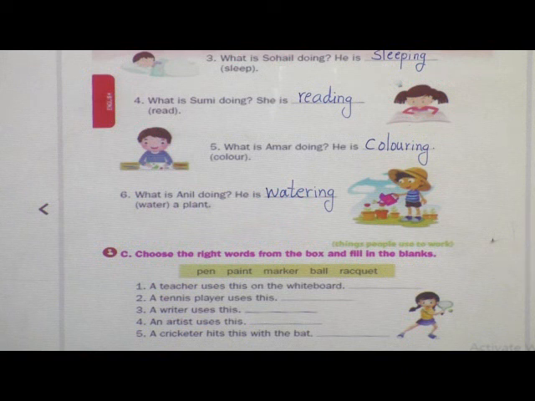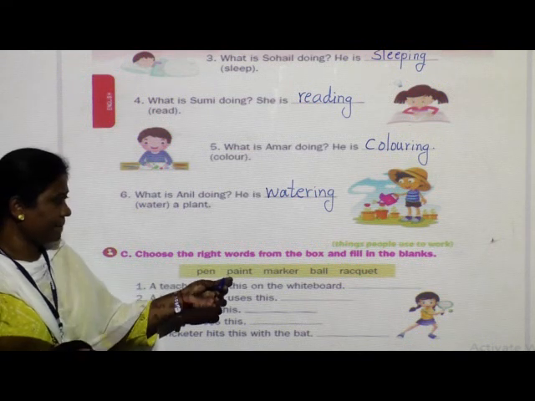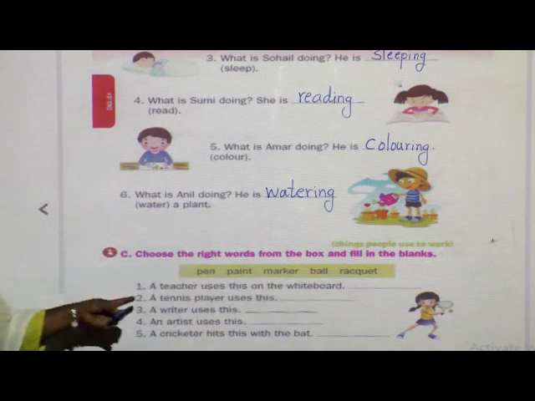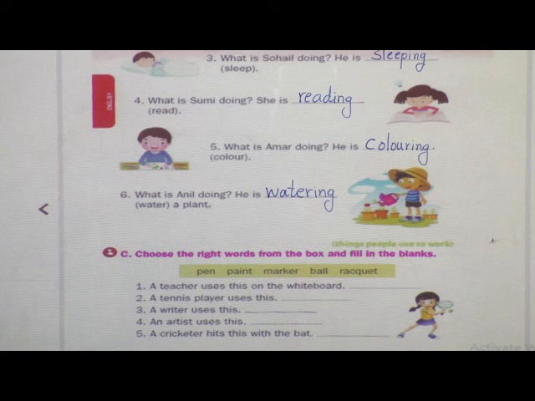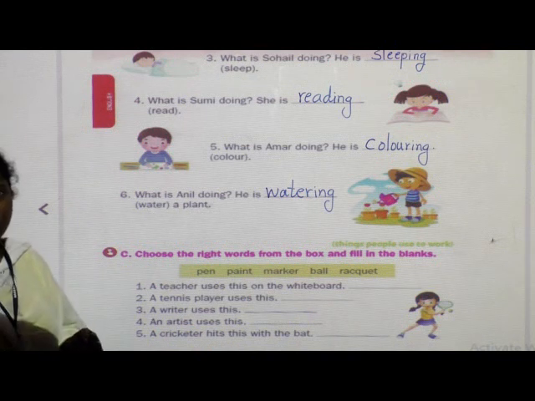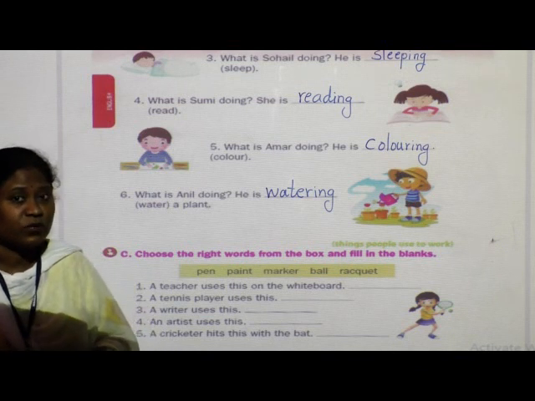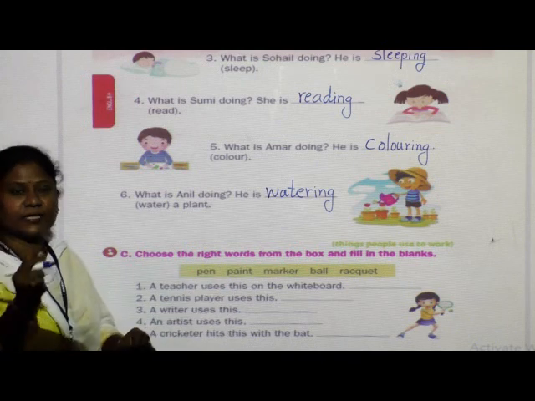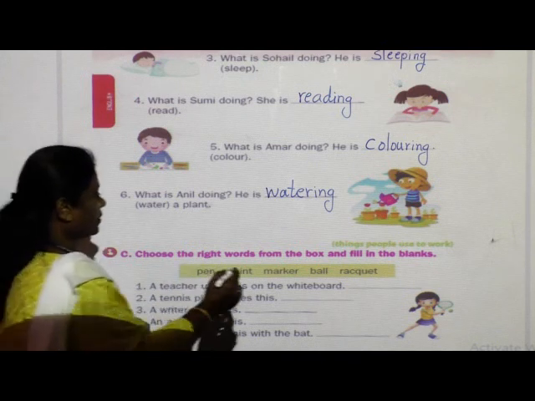Okay, children, the last one. Choose the right word from the box and fill in the blanks. Some options are given to you: pen, paint, marker, ball and racket. Okay, the first one, a teacher uses this on the whiteboard. When the teacher is writing on the whiteboard, what will she use, children? Will she use pen or marker? Yes, she will use marker. Okay?